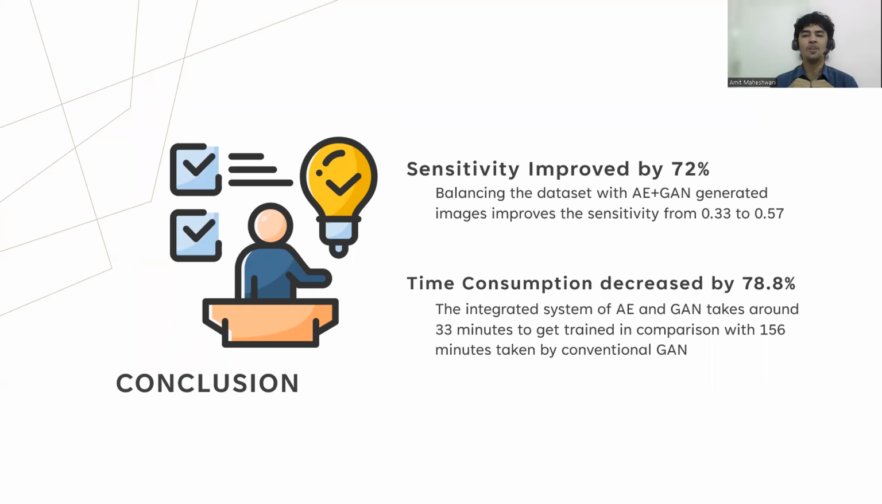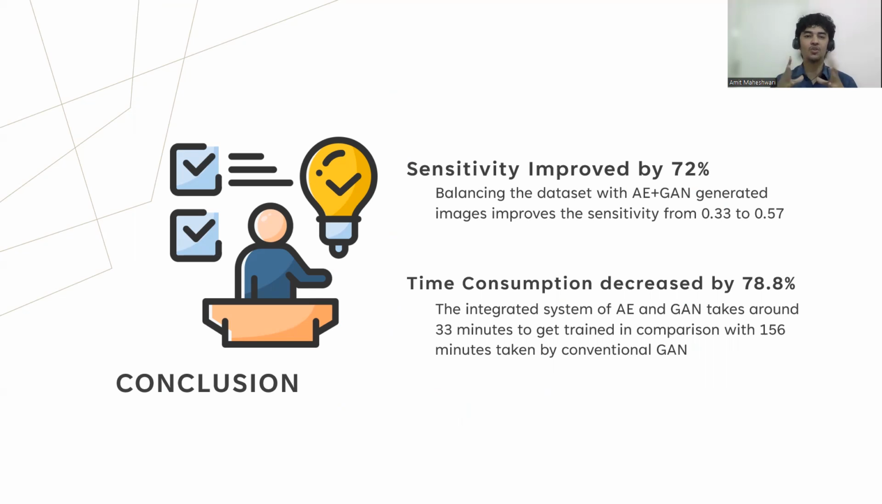And also the time consumption goes down by 78.8%, right? In general, 33 minutes would be required in training the autoencoder and using that autoencoder in the integrated system. Overall 33 minutes would be required in comparison with the standalone GAN, which requires 156 minutes. So these two are the major concluding points here.